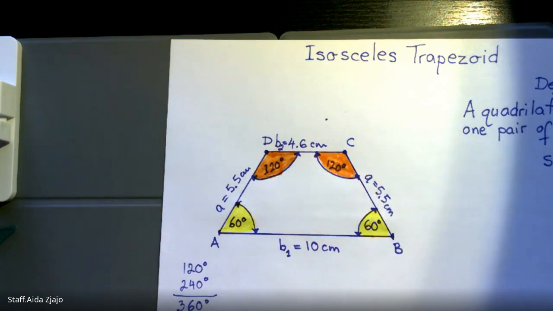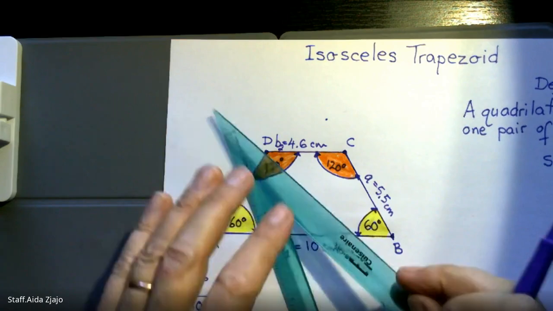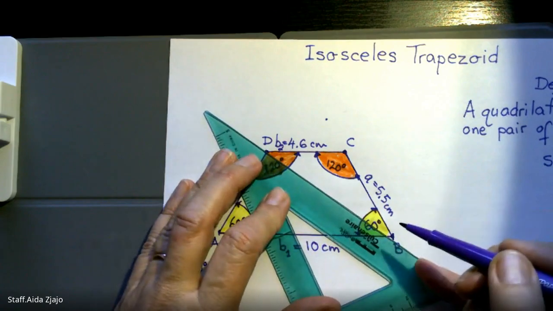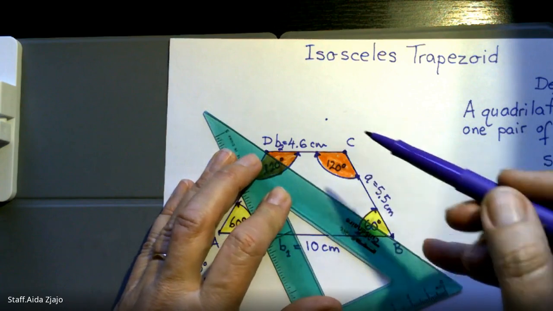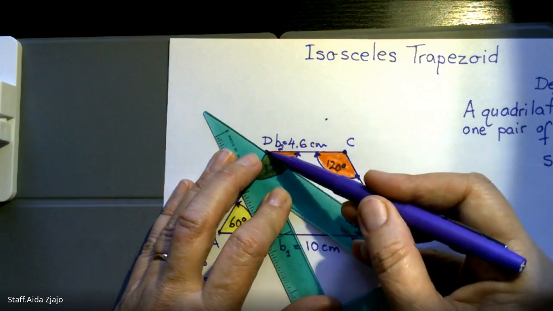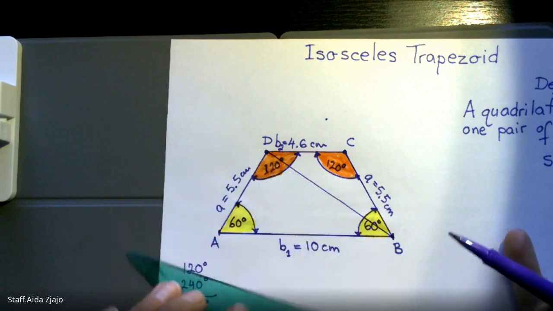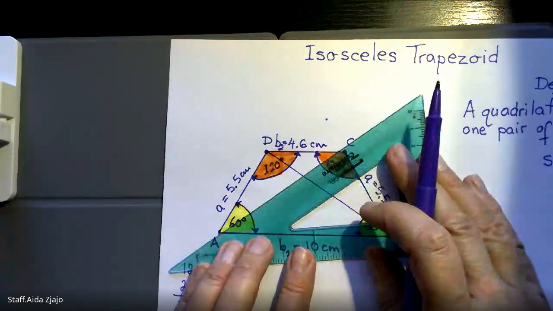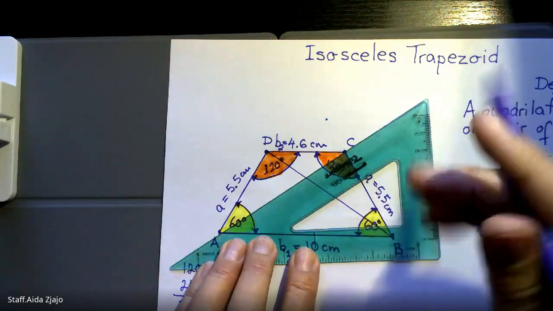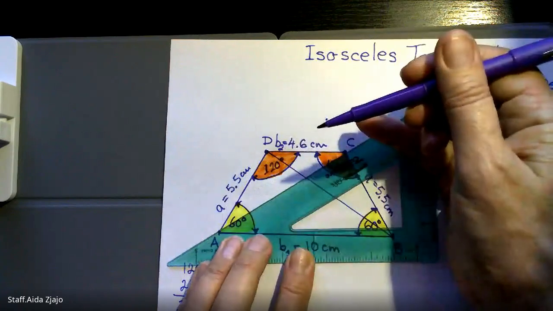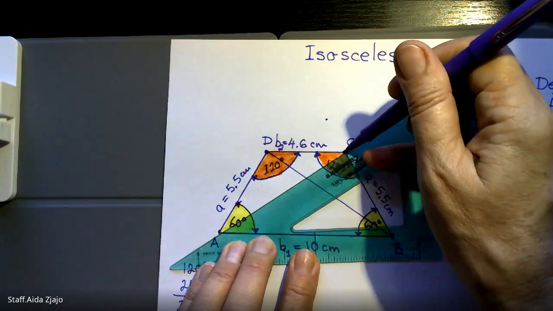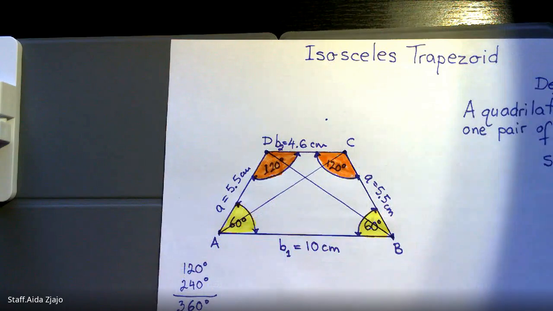We also can explore their diagonals. The diagonals in isosceles trapezoids are congruent. So the diagonal from D to A will intersect the AC diagonal, and the diagonals will be the same length. They are congruent.